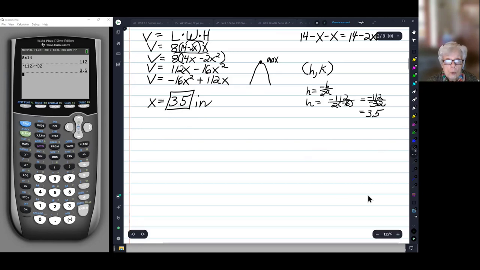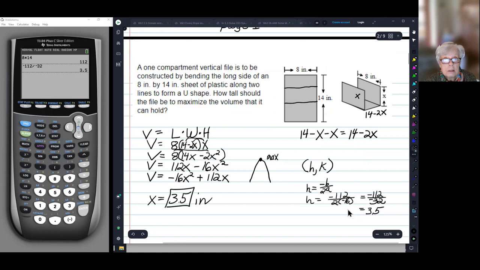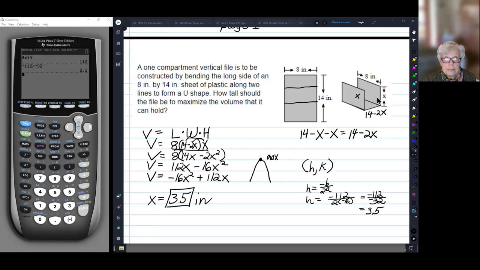It's wonderful when you're only asked one question. The volume is what we would normally be maximizing. But even though we want to maximize the volume, it's the arrangement of the sides that will cause that volume to be maximized. Okay, so important for you to remember, volume equals length times width times height.